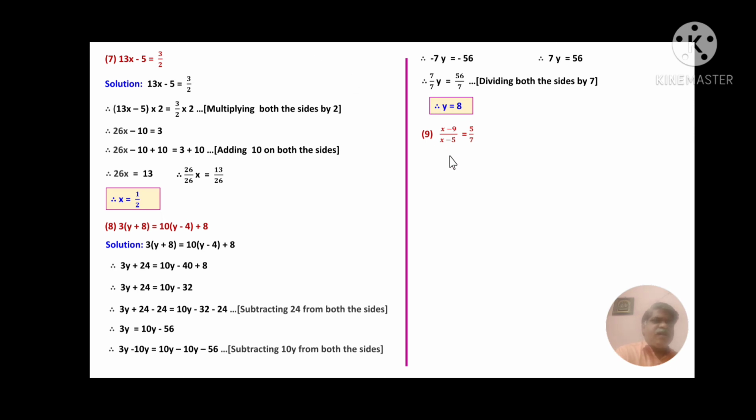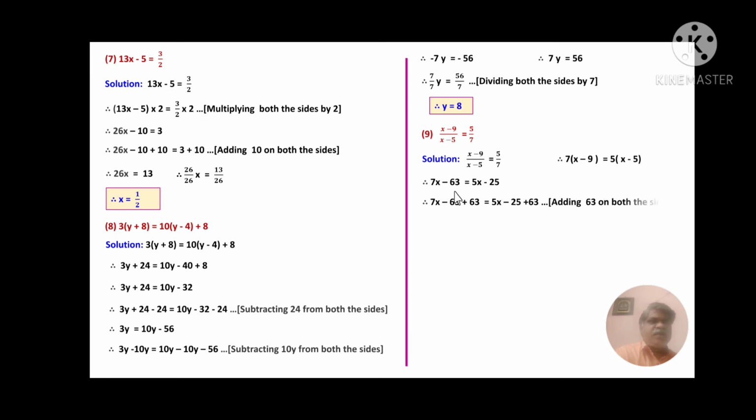Now we'll cross multiply to both sides. Before that, we'll write the equation for the solution. (x minus 9) upon (x minus 5) is equal to 5 upon 7. So here it can be written 7 into bracket (x minus 9) is equal to 5 into bracket (x minus 5). Now multiply by 7 the whole bracket on the left hand side and by 5 on the right hand side. So we'll get that 7x minus 63 is equal to 5x minus 25.